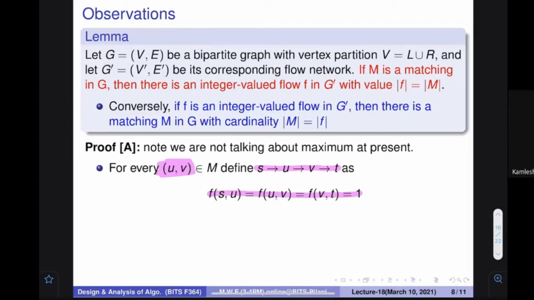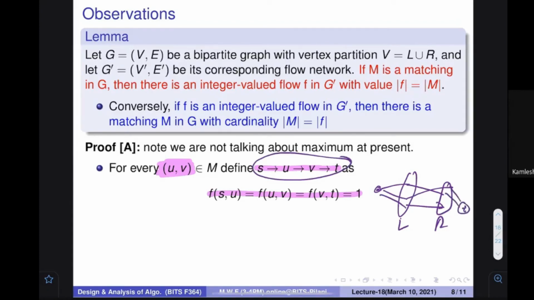Again, the same thing as I was telling: I was using L and R, and if there is a connection, I am going to connect it with S. The same setting holds here, and with T, I am going to connect. Everywhere the flow is 1.